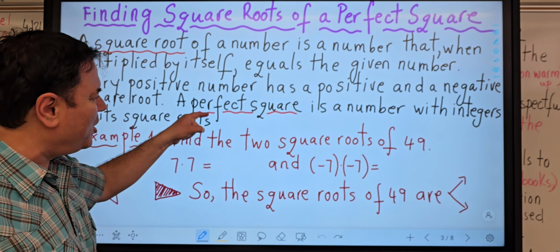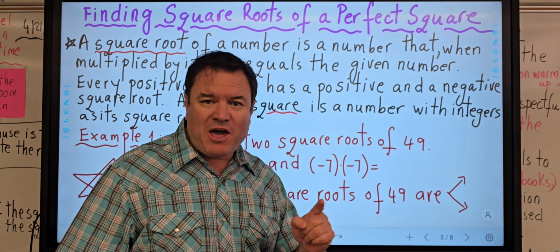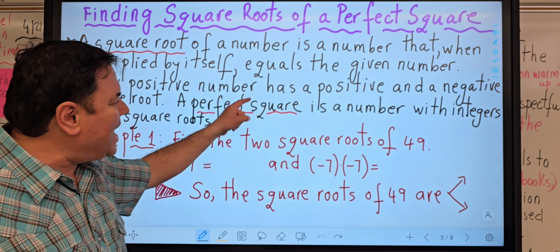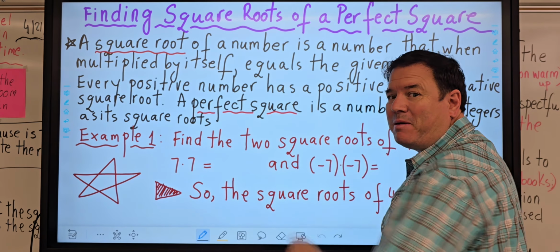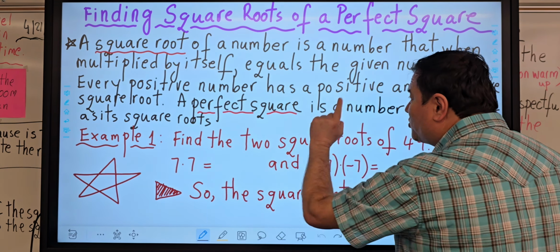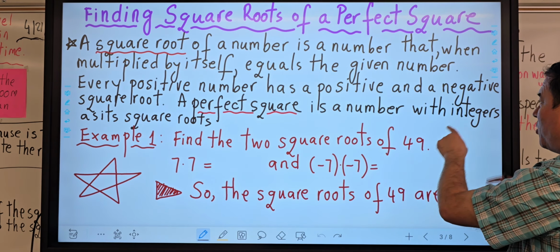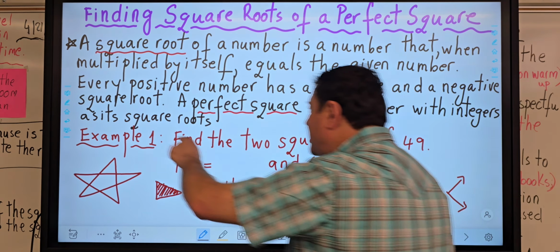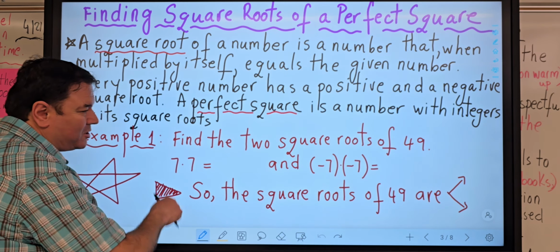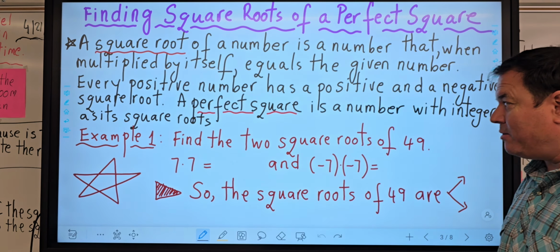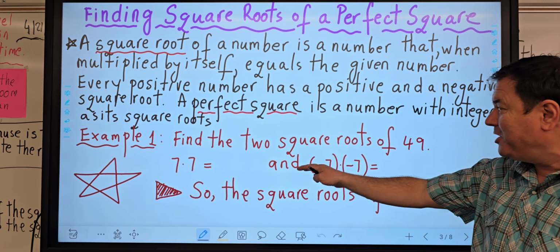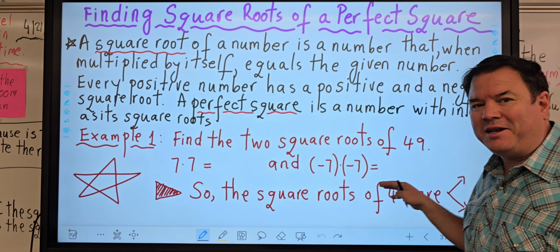Every positive number, please remember that, every positive number has a positive and a negative square root. A perfect square is a number with integers as its square roots. And let's take a look at this example here. Example 1. They are asking us to find the square root of 49.